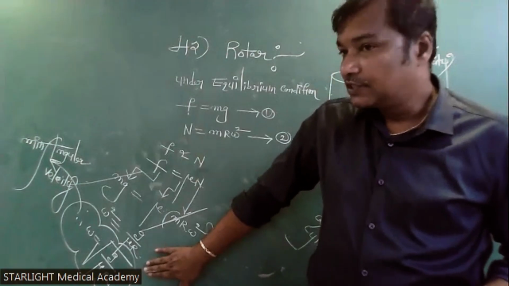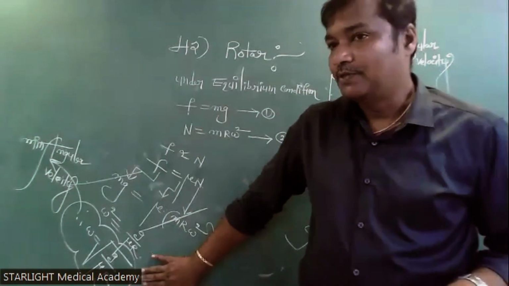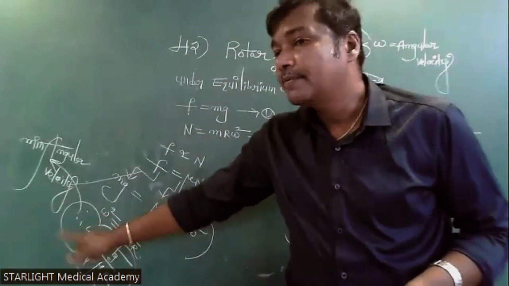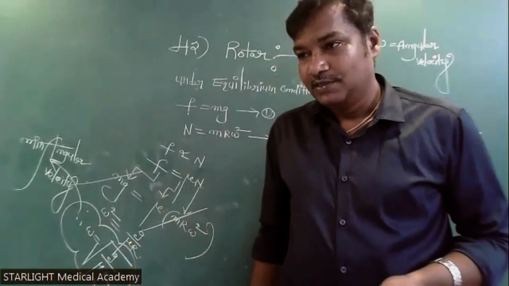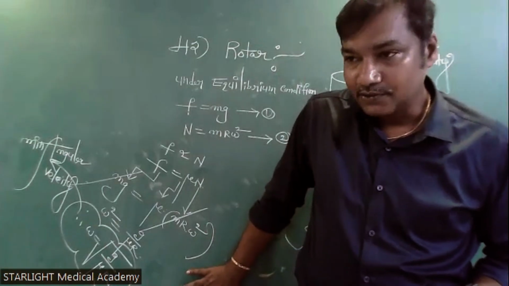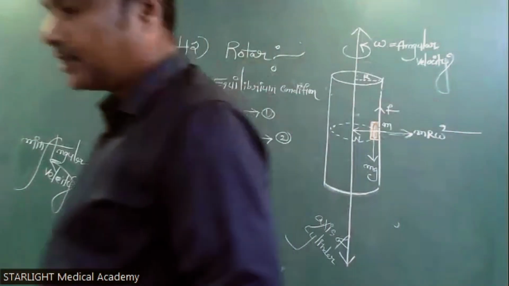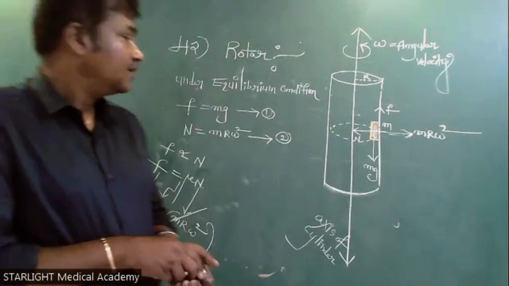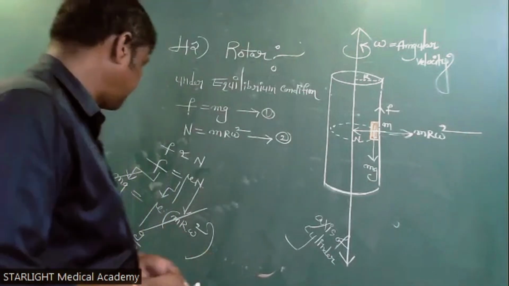Since the minimum angular velocity is found, if the time period is asked, omega is equal to 2 pi by T. That is the time period. Okay?